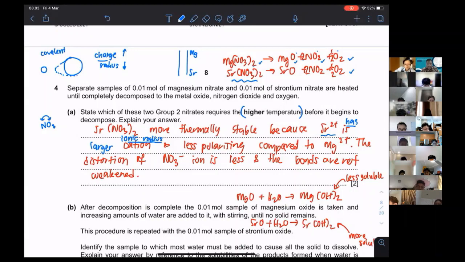Here, because the cation is bigger, it does not polarize that much compared to Mg2+. Therefore there is less distortion of the electron cloud in the NO3- ion, and the bonds are not weakened. If the bonds are not weakened, you require more energy to break the bond. Is that okay, Josh?